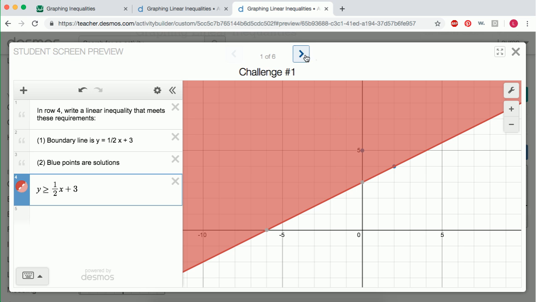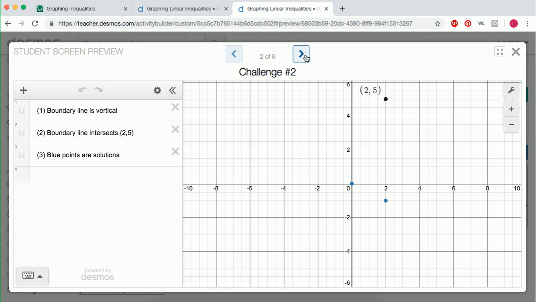So if we do challenge number 2, we want an inequality that satisfies these conditions. We want the boundary line to be vertical, we want the boundary line to intersect the point (2, 5), which is given in black here, and we want the blue points to be solutions. Well, if we want the boundary line to be vertical and intersect (2, 5), we know that the line x equals 2 is vertical and goes through the point (2, 5). However, we want it to be an inequality, and we want the blue points to be solutions.